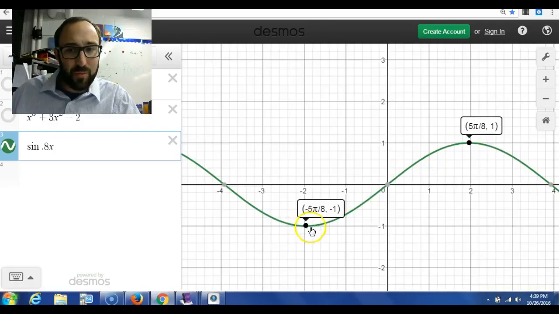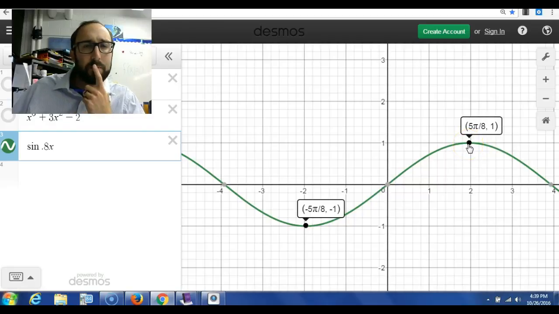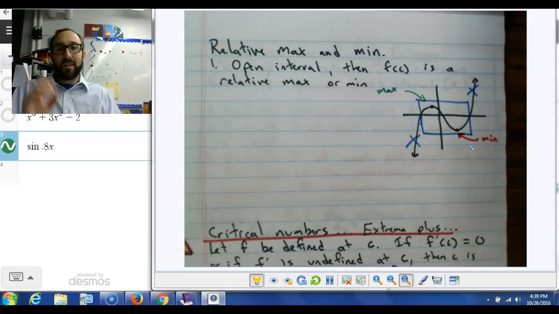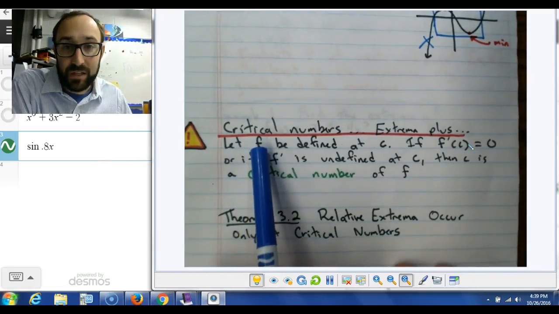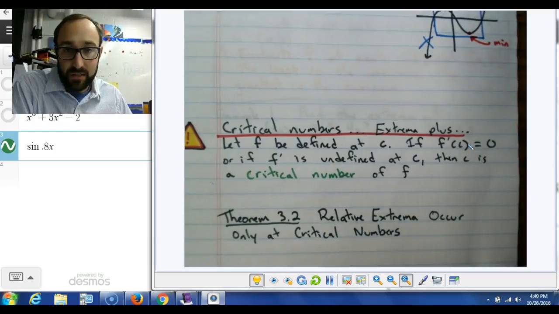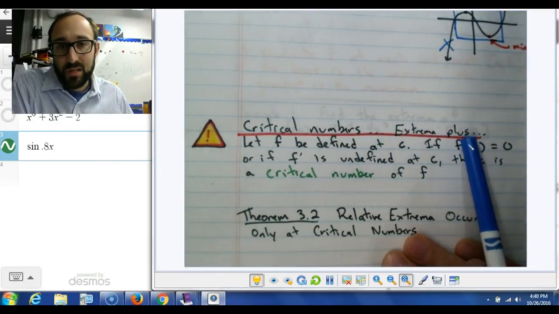And what do you think the slope is at this point? What's the slope at this maximum? I wonder if there's something about that we can use. Hey, there is. Okay, let's talk about critical numbers. Critical numbers are going to be critical in finding specific maximums and minimums and all that kind of stuff. So let's figure out what critical numbers are. They are the extrema plus some other stuff.